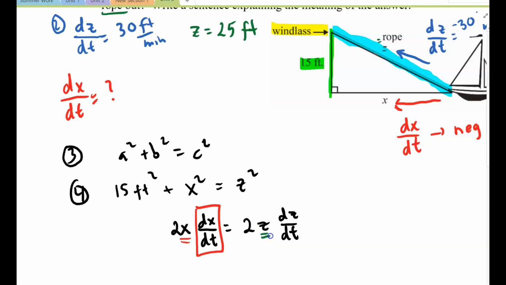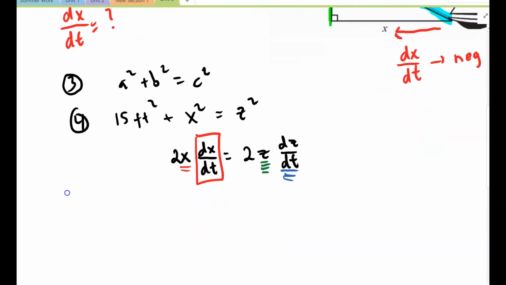Well, yeah. Remember when we want to find the rate, z is equal to 25. Okay, so I can plug that in. And then dz/dt. Do I have dz/dt? Well, I sure do. Isn't that 30 feet per minute? The boat is changing at that rate. Okay, so what we're going to go ahead and do is a couple things. We're just going to substitute in all these values.